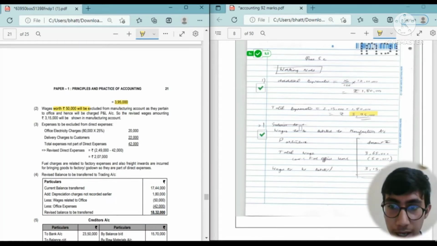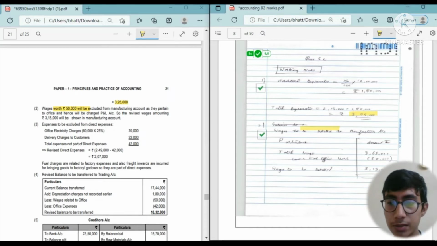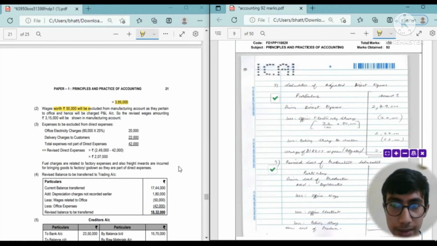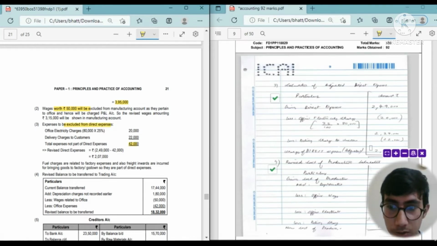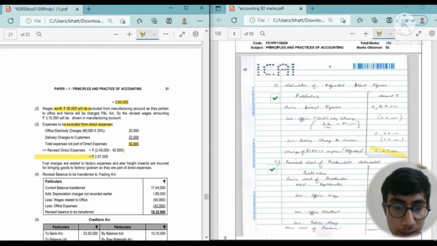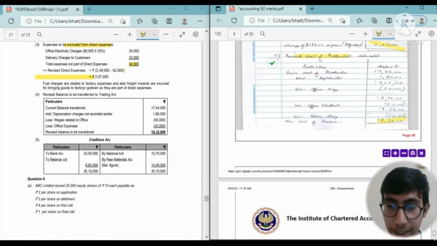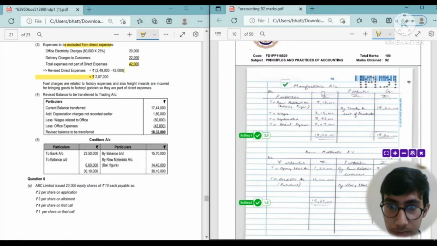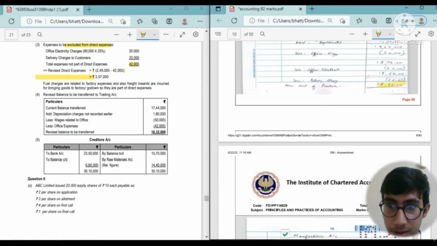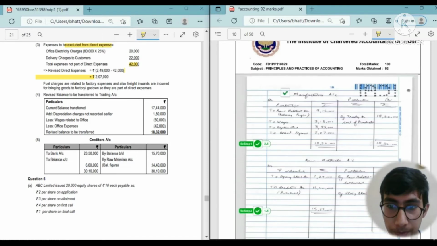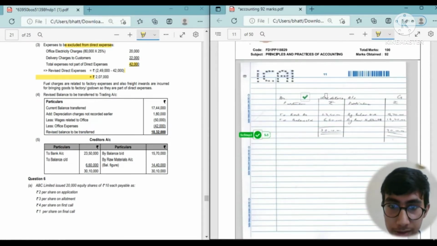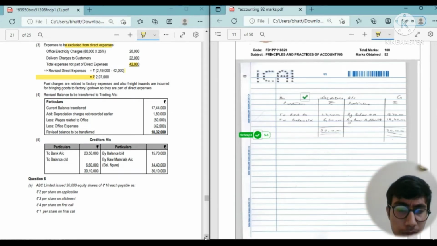I have also shown the working note for wages. Then they have shown direct expenses; I have also shown 2,07,000. Then revised balance to be transferred to trading account, revised cost of production 18 lakh 30. Then creditors account. Maybe I missed something there. Then I have made the manufacturing account, raw materials account, and here is the creditors account. Half mark was cut, maybe something I left, but it doesn't matter a lot.